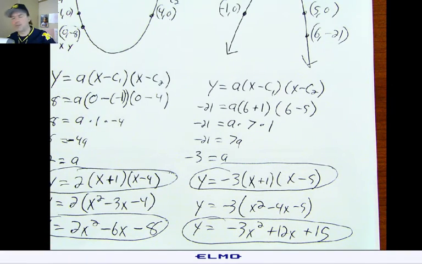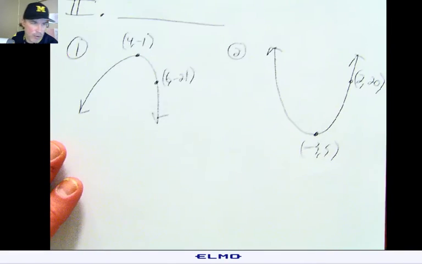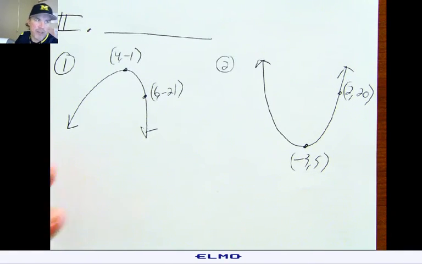If you know the answer is supposed to be negative, but you get a positive answer, or vice versa, you probably made a mistake. All right, the next couple examples. Check out these graphs. What part of the graph are they giving us? That'll let us know which equation we're supposed to use.